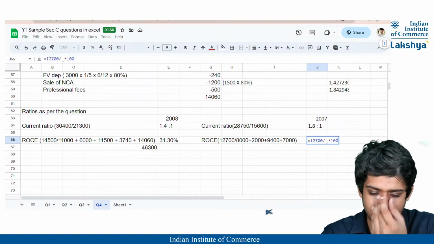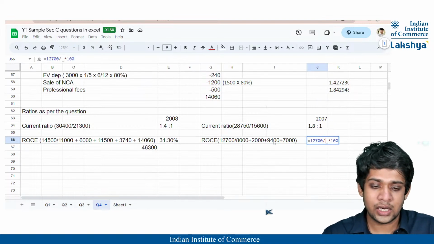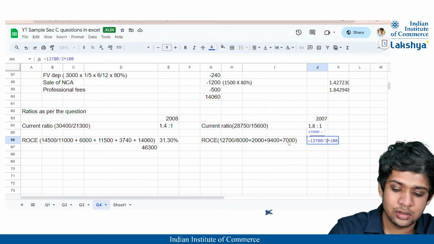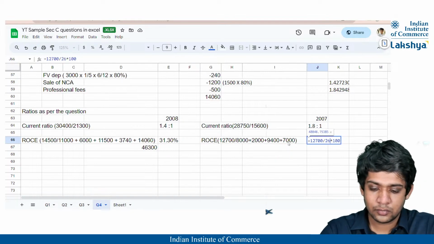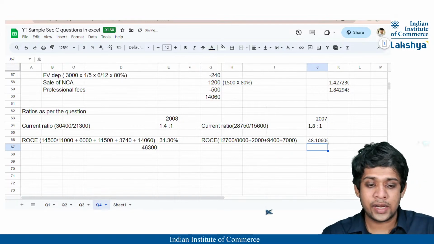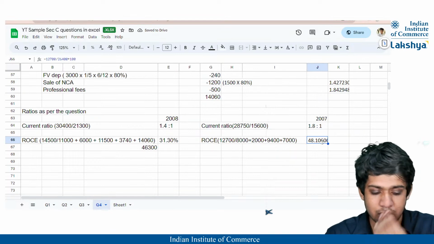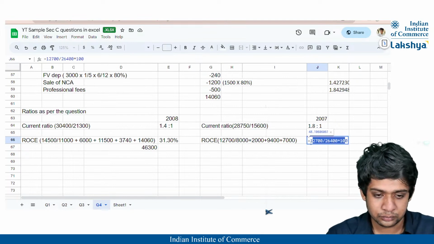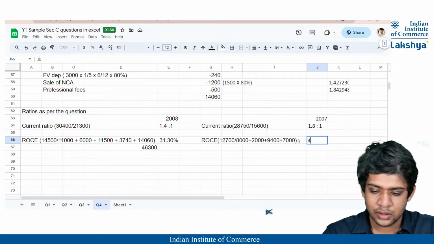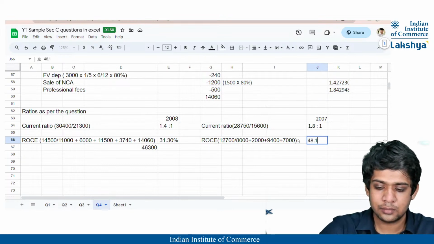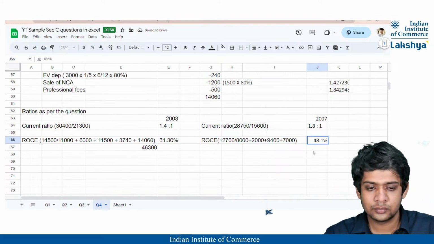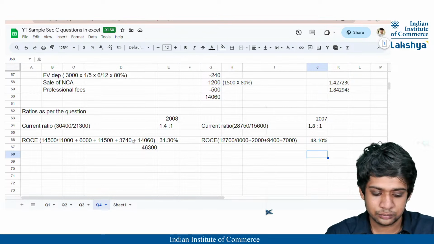तो 19,400 प्लस 7,000 दैट विल बी 26,400. करेक्ट, सो ये आ गया 48.1%. सो मैं उसको अलग से लिख देता हूं, 48.1%, राइट? आई होप क्लियर है आप सबको.